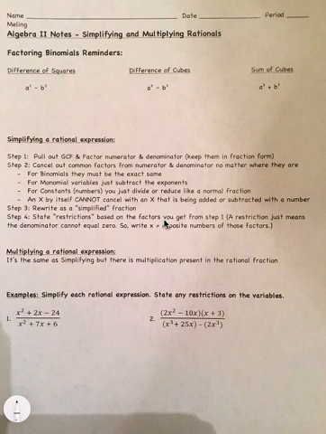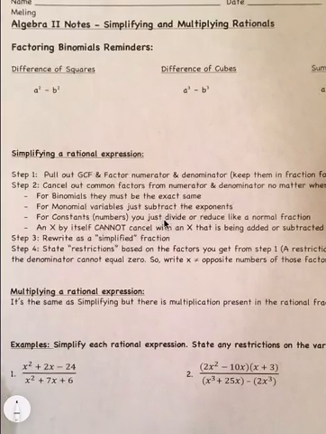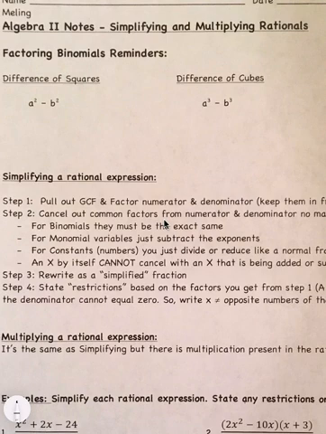This lesson we're going to be talking about simplifying and multiplying rationals. So it's kind of our first foray into rational equations, and some of the things we need to remember are some of our formulas we've had from before. Difference of squares, a squared minus b squared, that is a minus b times a plus b.